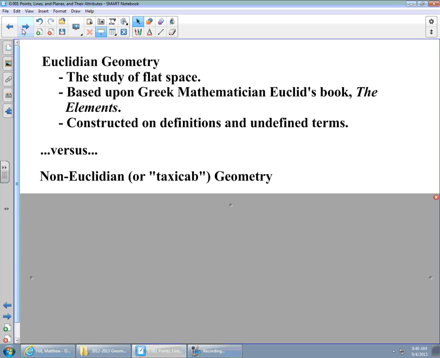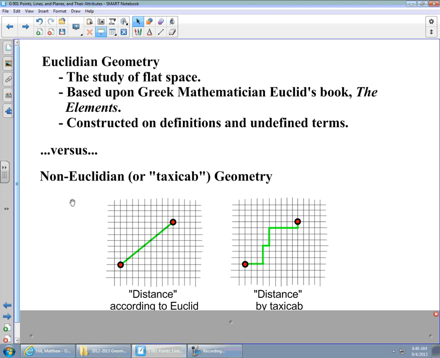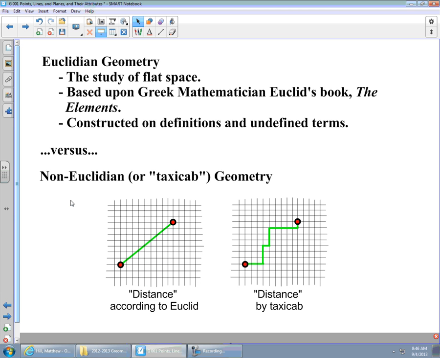The flip side of that is, in the last 150 years or so, we have started to run into non-Euclidean geometries. The most prevalent one in flat space, to disagree with Euclid, is what they refer to as taxicab geometry. It's not the only kind of non-Euclidean geometry, but it's the only kind of flat space geometry.